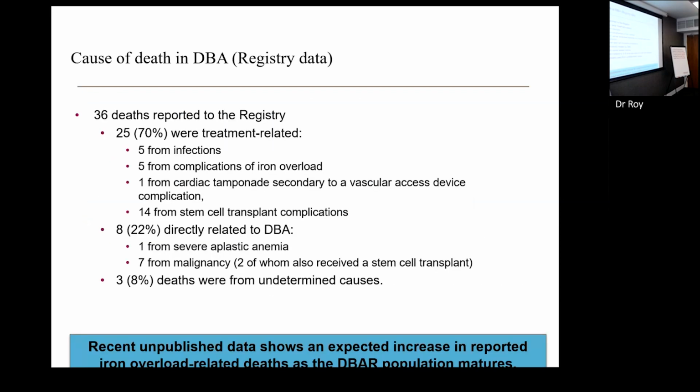It's still a cause of early death. So CDA, we don't have any data about life expectancy. DBA, we know it has a reduced life expectancy. This is again registry data.